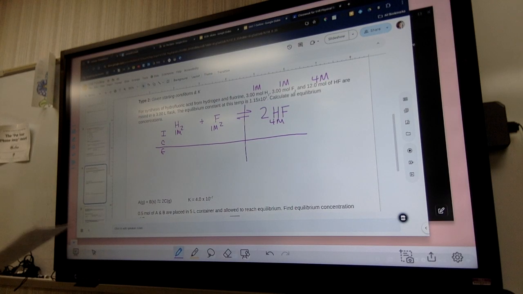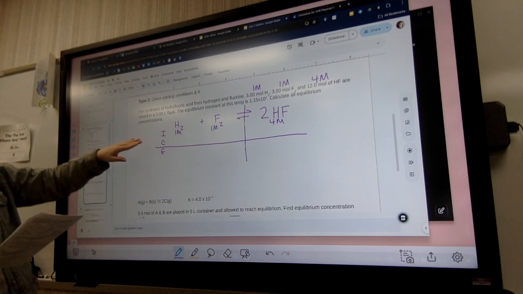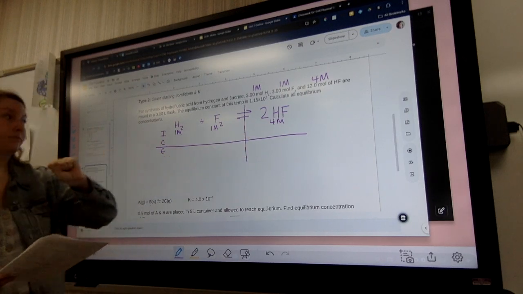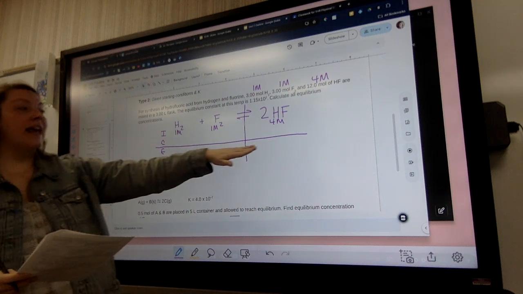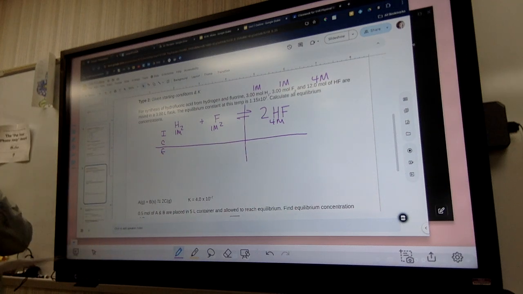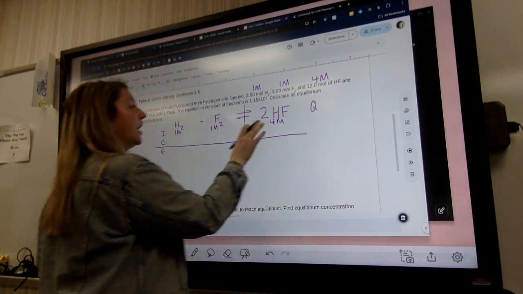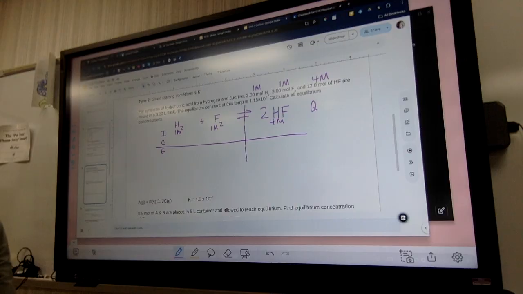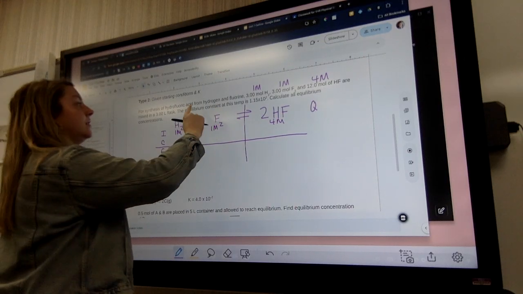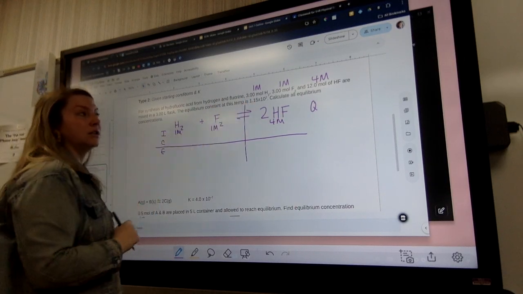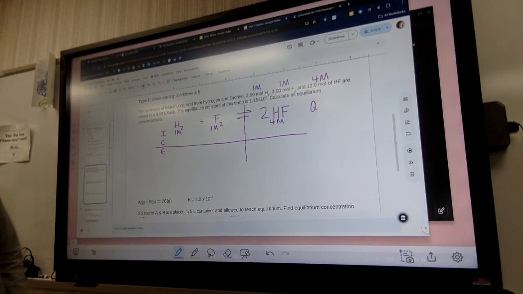Okay, now, we don't know which way it's going to shift. We don't have any ending equilibrium concentrations. So now we need to figure out which way it's going to shift, which means we have to calculate Q. So for Q, we're going to plug in these initial concentrations, compare it to K, which is this number here, which is 115, and then determine which direction it's going to go.